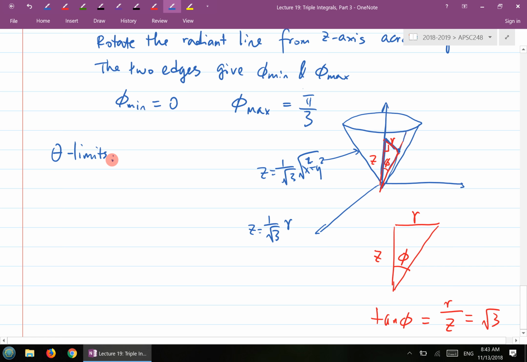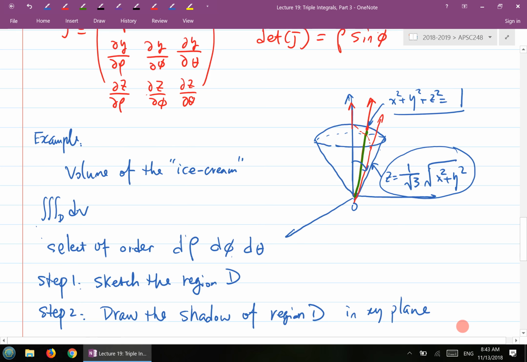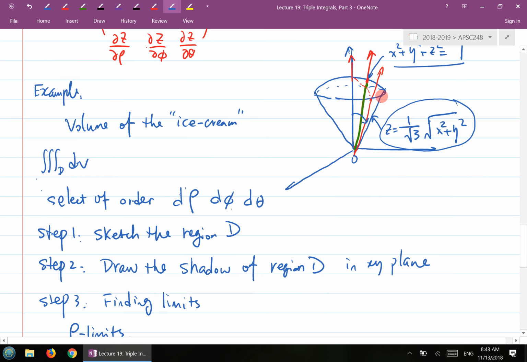Theta limits are based on the shadow here. So here is the cone, and here's the ice cream cone. What's the shadow? I think I said the second step is to draw the shadow. I didn't draw the shadow here. So if I draw the shadow, projecting everything onto the xy plane, the shadow essentially is going to be a circle. Yes?